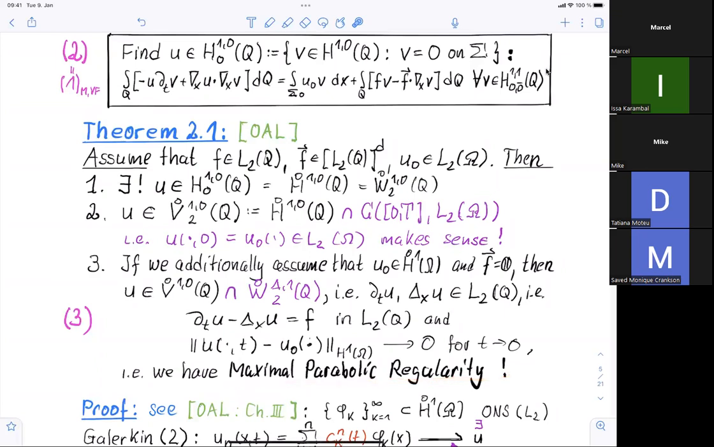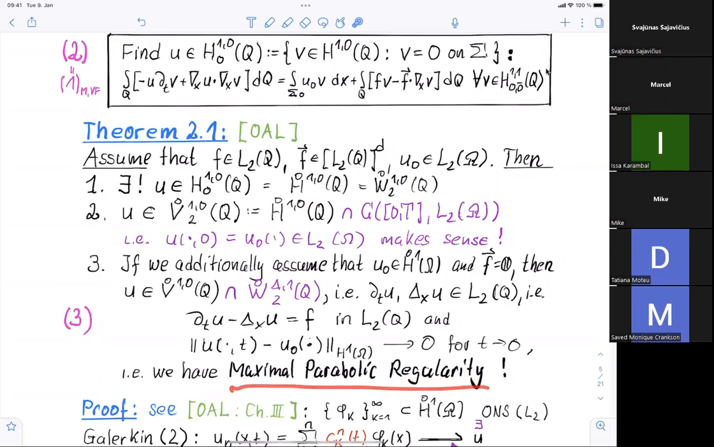And afterward, Lions asked how to formulate conditions imposed on the coefficients such that we have maximal parabolic regularity. So maximal parabolic regularity means this. Finally, it means if this is in L2 and this is in L2, and the right-hand side is in L2, then the PDE can be written in some strong sense in L2. Laplace in L2 does not mean that we have second order derivatives in space that are in L2. We can have singularities in the first order derivatives, in the gradient.